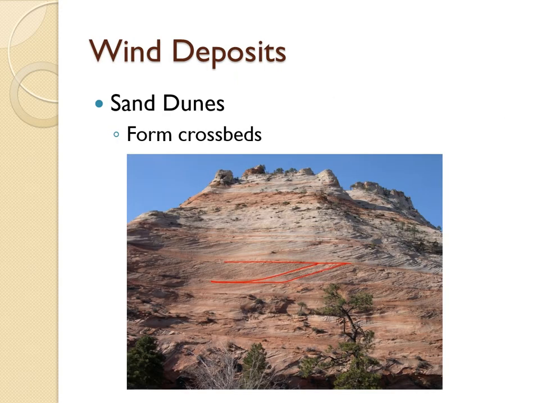Here's an example of some cross beds. It's one of my favorites, the Navajo sandstone up in northern Arizona and Utah. And they're highlighted in red, so you can see that in this case, the wind was actually blowing from the right side of the screen across to the left.